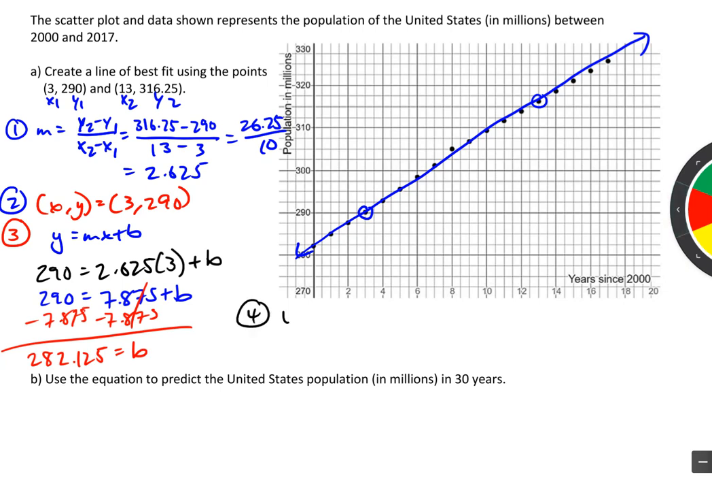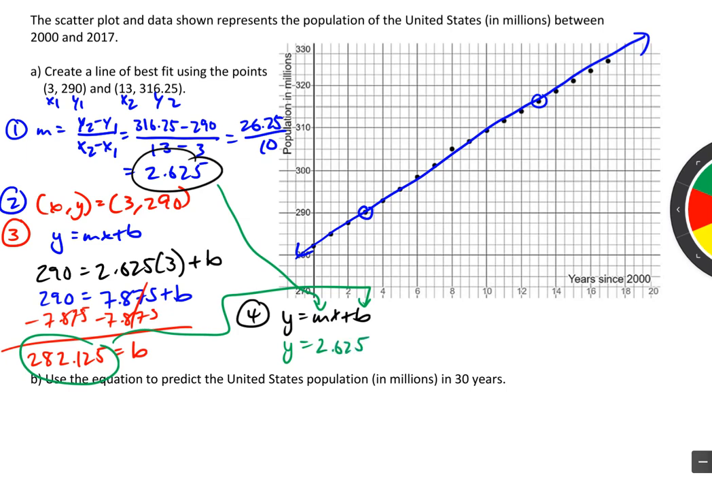Okay, fourth step, we need to create the equation of the line. So y equals mx plus b. We're going to use the slope that we found earlier and plug it in there. And then the y-intercept is going to go in there. So y equals 2.625x plus our y-intercept, 282.125. And there we go. That's our equation for the line of best fit.